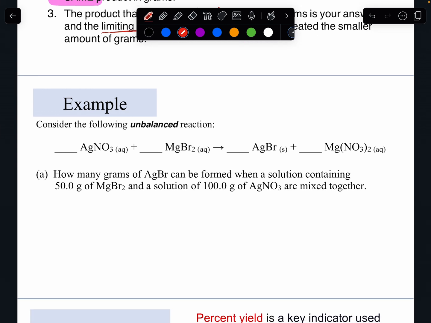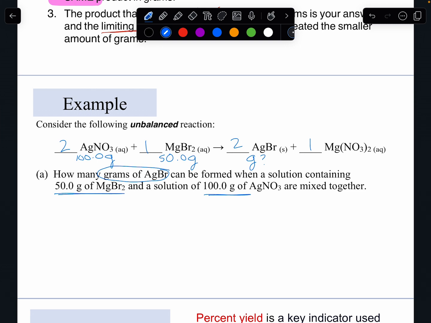So here we go. We have an unbalanced equation. So that is my first clue is that, hey, I need to balance it. So let's see here. I have 2 nitrates, 2 silvers. Okay, I think we're good there. And again, you can leave those blank or put a 1. Doesn't matter. Now, how do I know this is limiting reactant? Let's see. How many grams of this? So we're looking for grams of AgBr, silver bromide, can be formed when a solution containing 50 grams of magnesium bromide and 100 grams of silver nitrate. All right, so you have 2 starting amounts. Limiting reactant. That's what it should tell you.